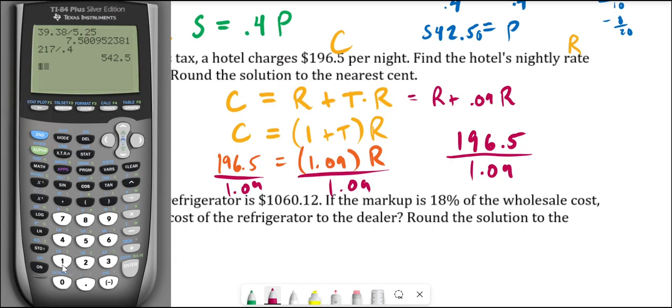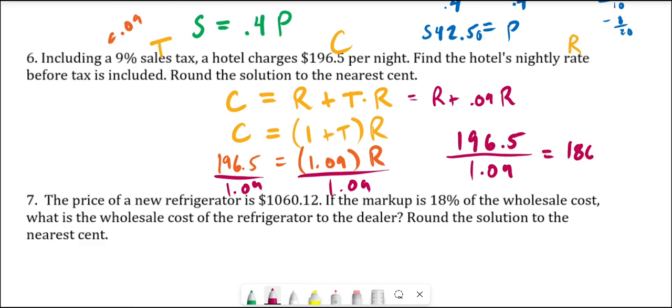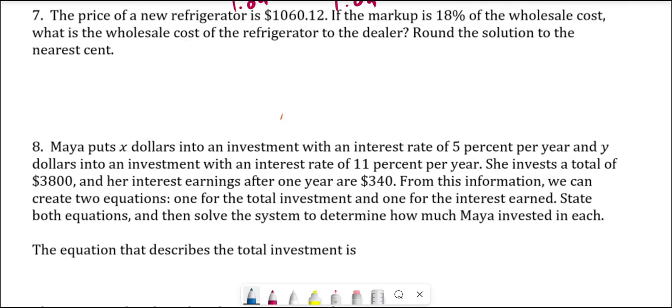So let's bring up our calculators, because I don't want to do 3-digit division. What am I, a masochist? Divided by 1.09, this is what calculators were made for. Not to take away our thinking, but to focus on what the meaning of the answer is. In this case, I get 180.275. Let's round that to the nearest cent, 180.28. And this amount is the rate that the hotel would charge, plus tax would give me $196.50.